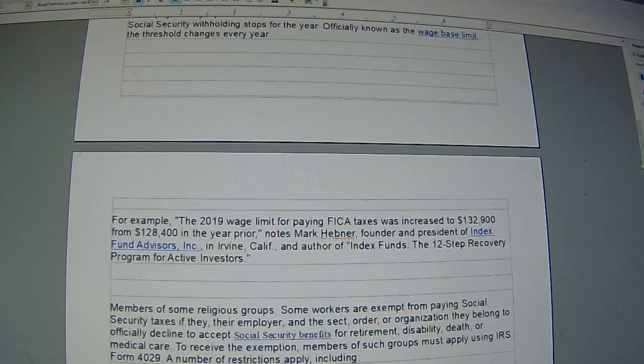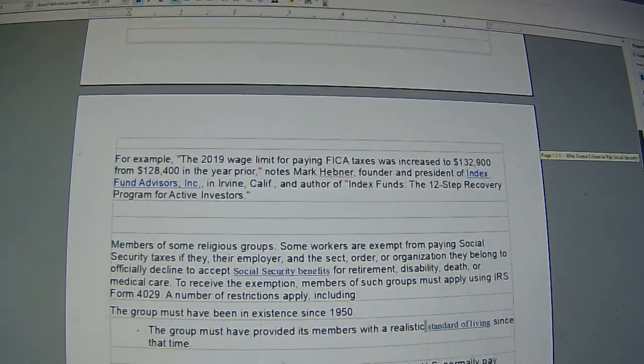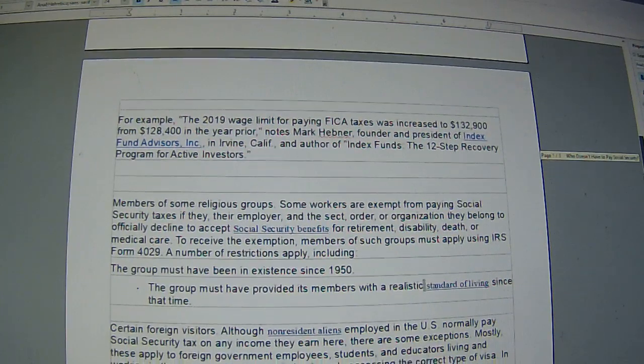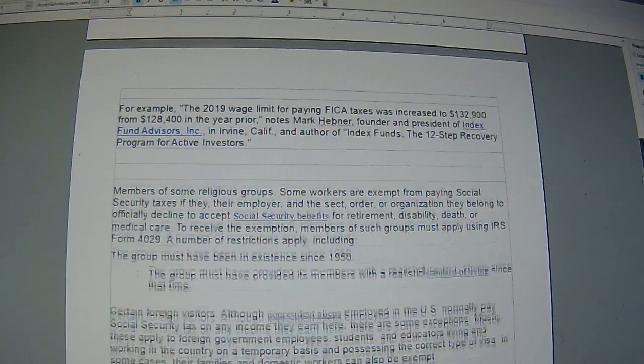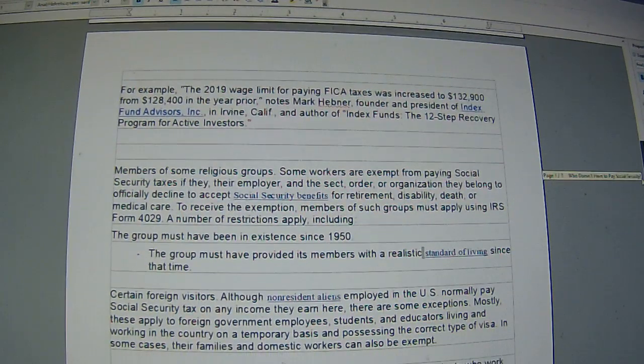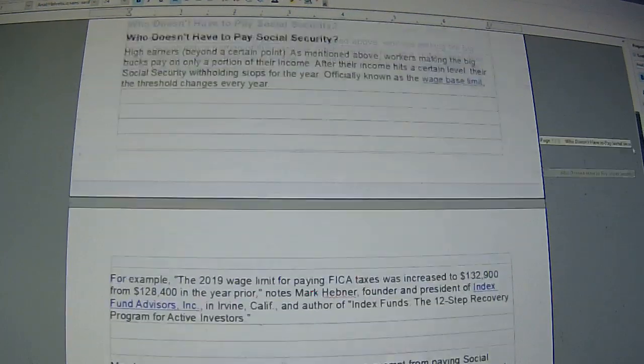Members of some religious groups, some workers, are exempt from paying Social Security taxes if they're employees in the second order organization they belong to, which officially declines to accept Social Security benefits for retirement, disability, death, or Medicare. To receive the exemption, members of such a group must apply using IRS Form 4029. A number of restrictions apply, including the group must have been in existence since 1950. The group must have provided its members with a reasonable standard of living since that time. Okay, and this list goes on.